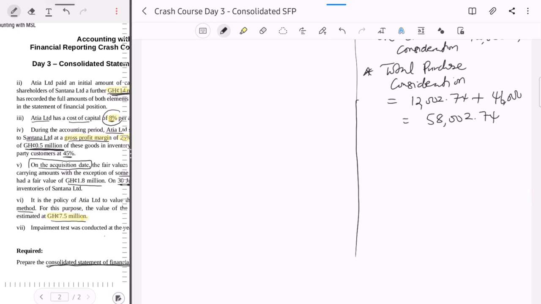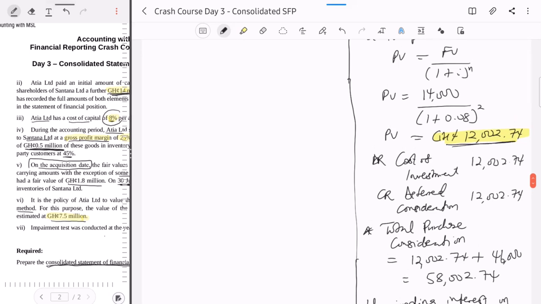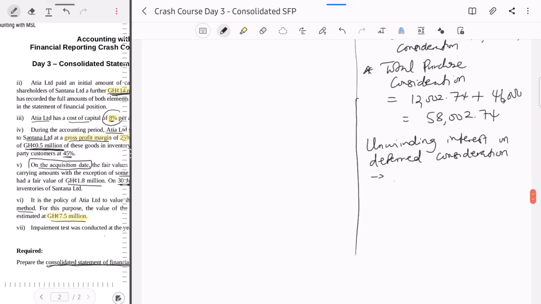So next thing we'll do is what? This is something many students miss, so if you do it, you are amongst the top 10%, I guess, right? So next we'll say is what? Unwinding interest on what? Deferred consideration. So deferred consideration, what is the present value? We had what? 12,002 here, right? So we pick that figure, 12,002.74, and we multiply by what?